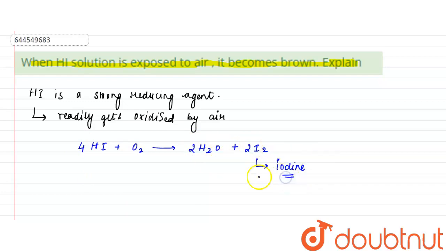Now this iodine which is released, this gives you brown color. So when HI solution is exposed to air, HI is a strong reducing agent, so it will get oxidized. So HI is oxidized to iodine, and because of this iodine, brown color is present. I hope you have understood.